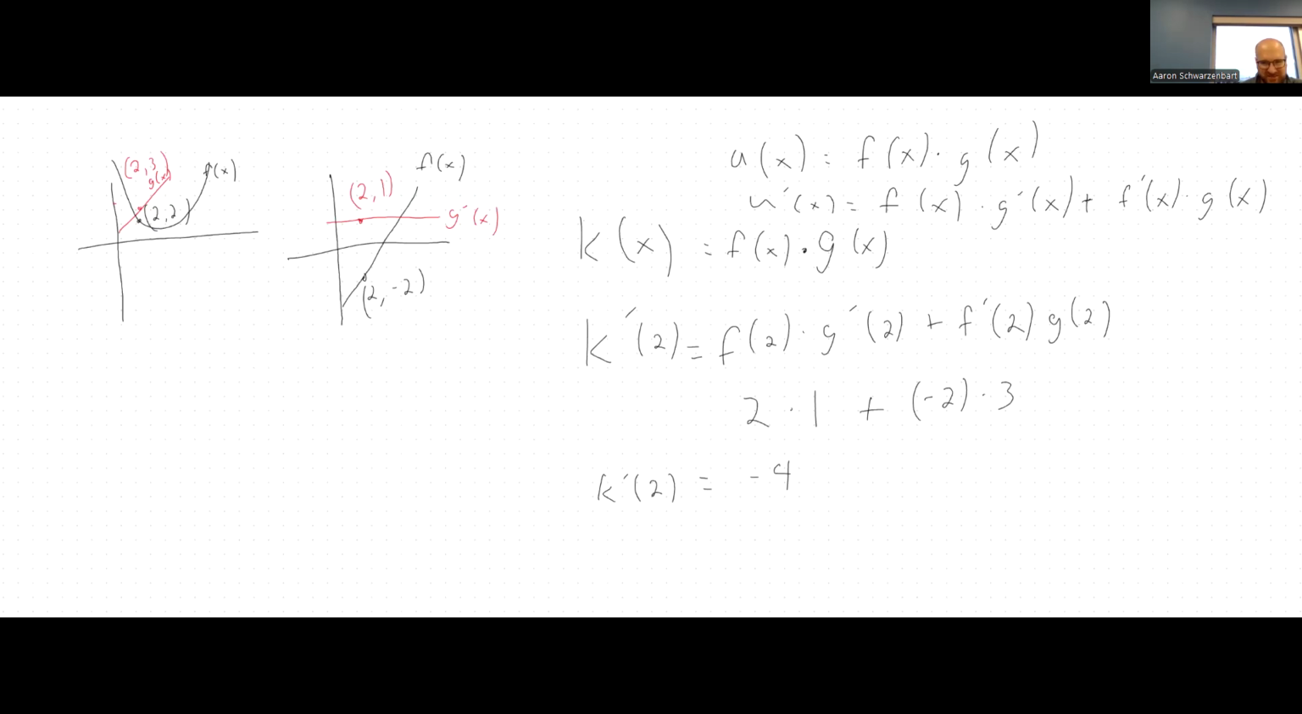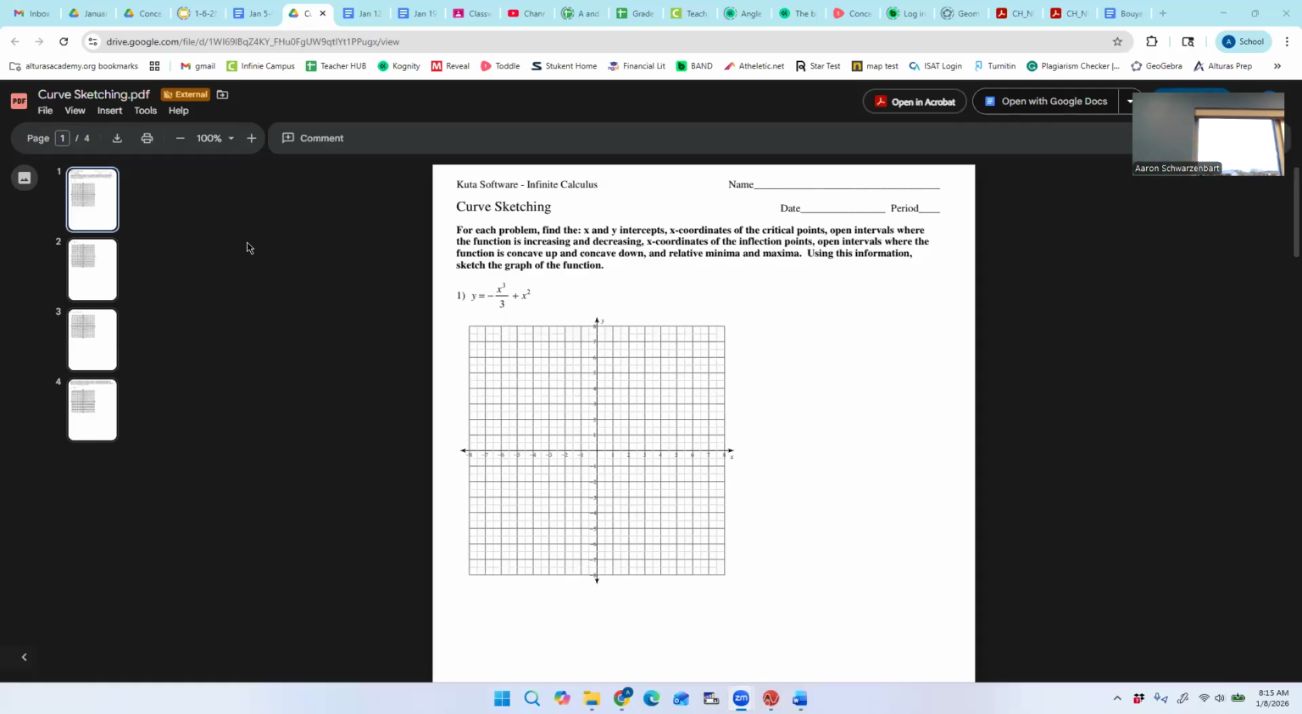Curve sketching. This is a good opportunity to review. So we're going to do number 1. And over here I have the worksheets.